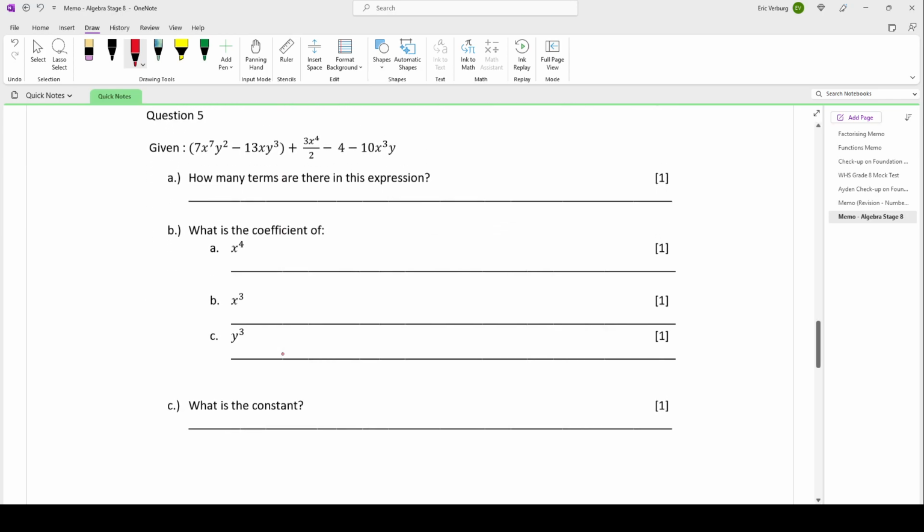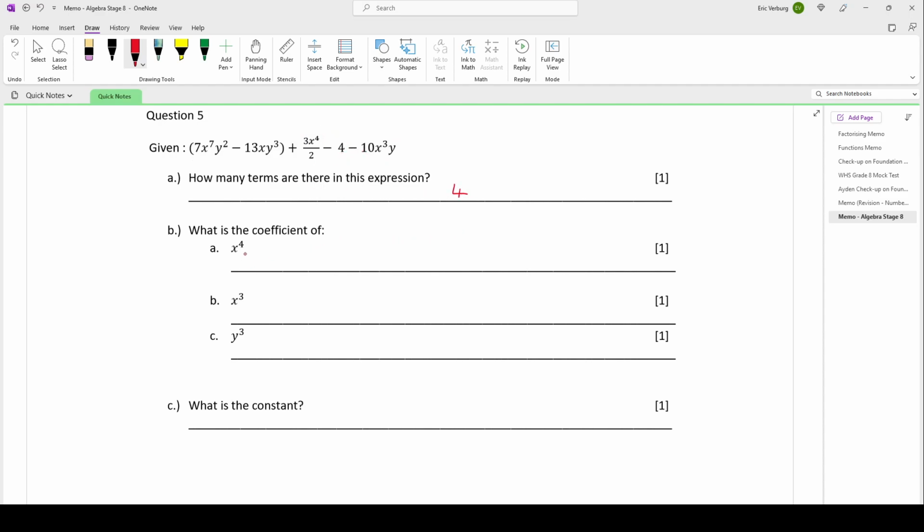Question 5. Given this big expression here, how many terms are there in the expression? We know that expressions are traditionally separated by pluses and minuses, by addition and subtraction. But we have the caveat that brackets enclose an expression, so they make one term. Usually, if there were no brackets, these would be two separate terms. But since there are brackets around, this is now one term. So we've got 1, 2, 3, 4 terms. 4 terms.